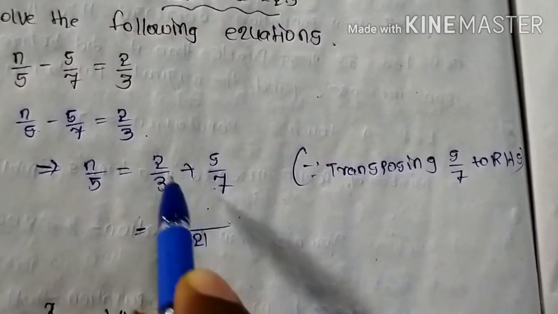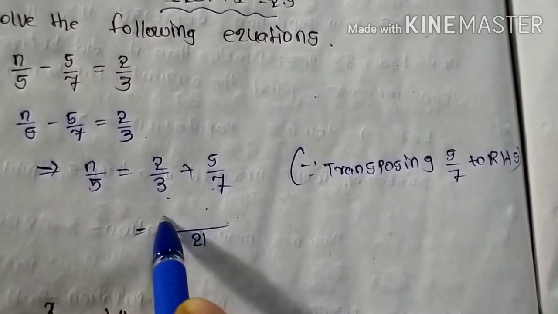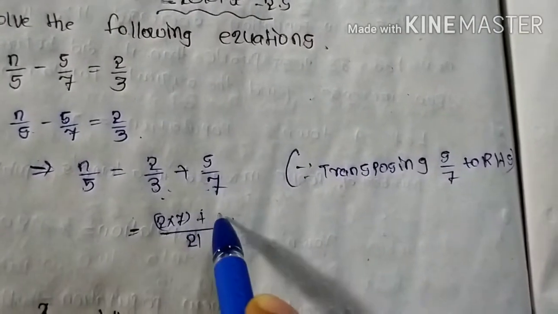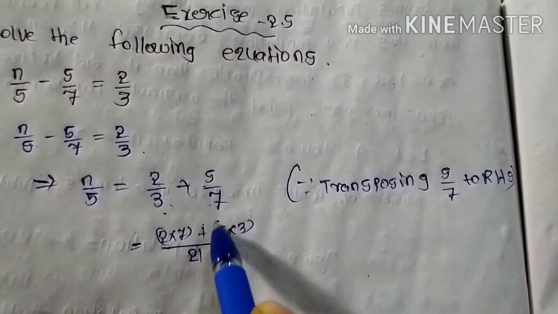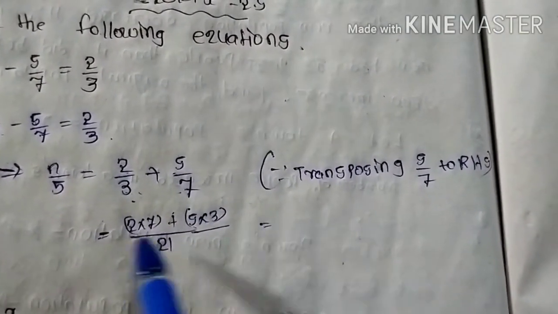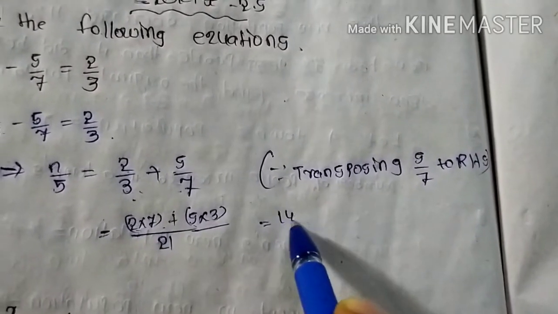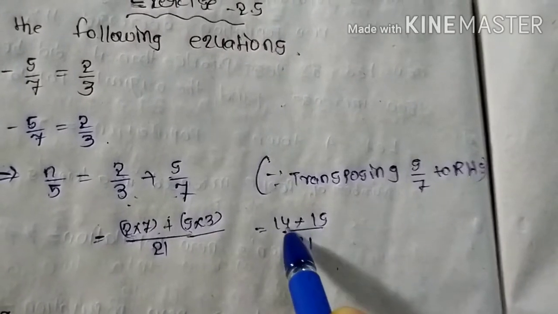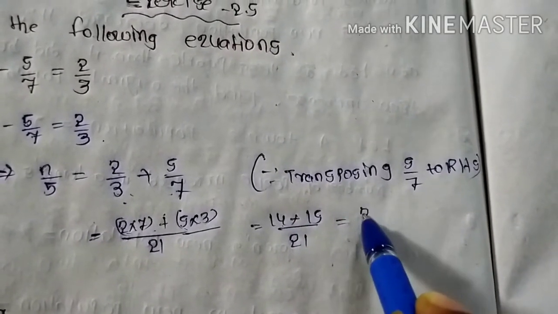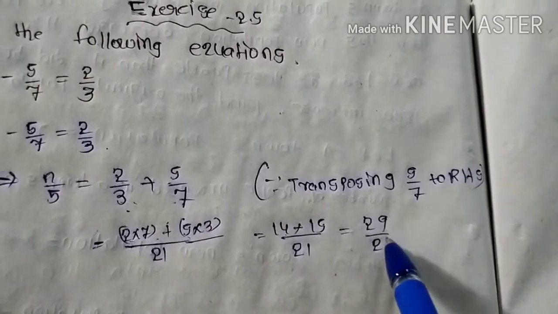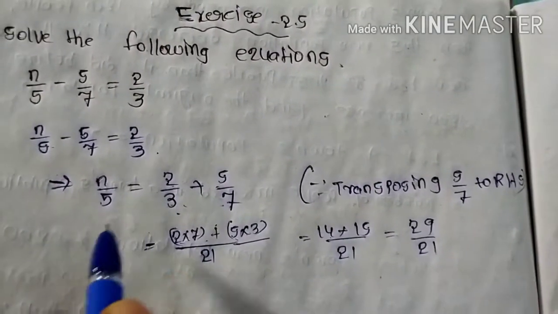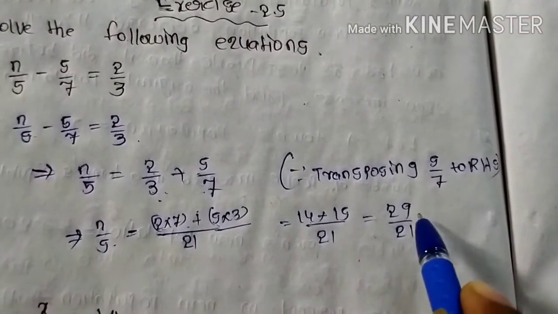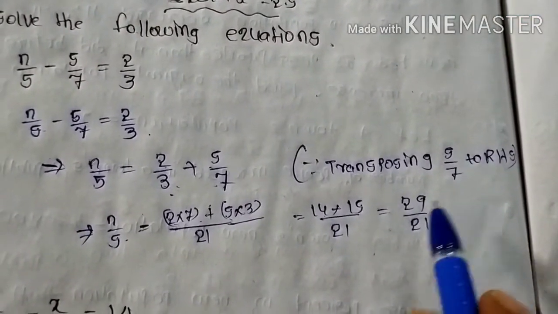See here, 3 7 is 21. I am writing here, 2 7 is how much? 2 7 is, you can write here 2 into 7 plus here 5 3, that means 5 into 3. 2 7 is 14 plus 5 3 is how much? 15 by 21. 14 plus 15 is how much? 29. 29 by 21. That means here n by 5 is equal to 29 by 21.